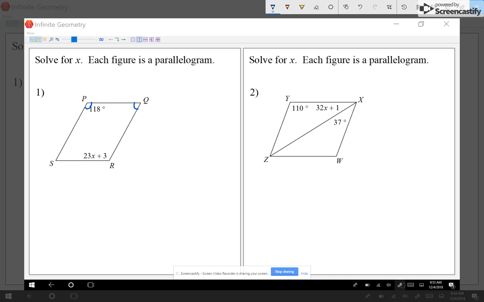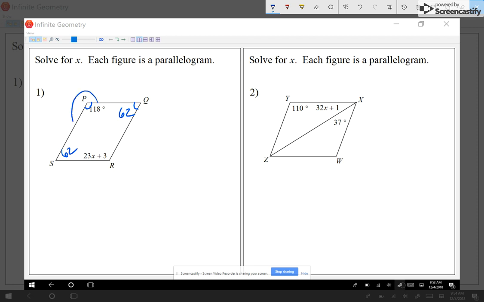So I see that P is 118. If I was asking for Q, Q will be 62. Right? Adjacent angles add up to 180. Adjacent angles are those that are next to each other, so basically connected by a side. If I'm looking at angle S, that should also be 62 because you see how P and S are connected by a side. So adjacent angles add up to 180.